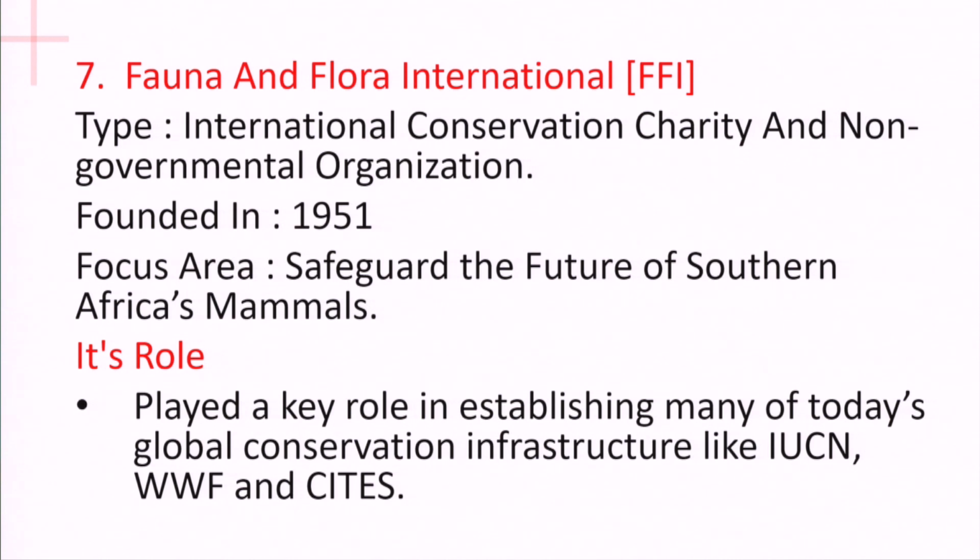The seventh organization is Fauna and Flora International. As the name suggests, it is related to taking care of plants. It is an international conservation charity and a non-governmental organization founded in 1951. The focus area was to safeguard the future of South African mammals. They played a key role in establishing many of today's global conservation infrastructure such as the IUCN, WWF and CITES.